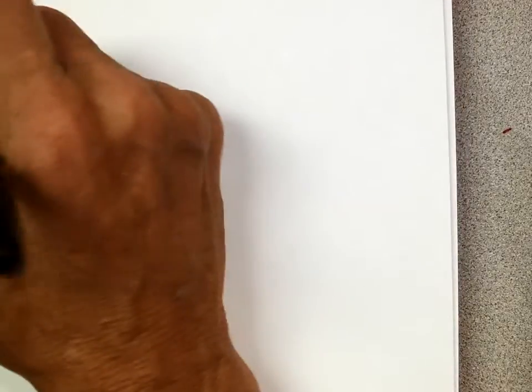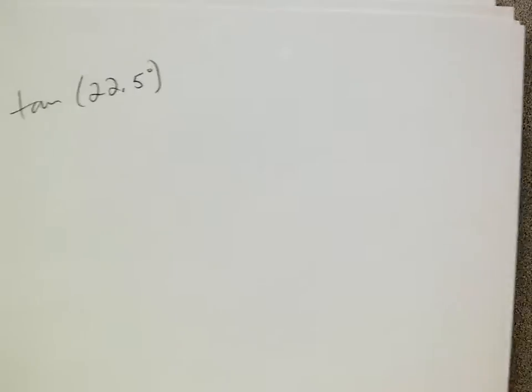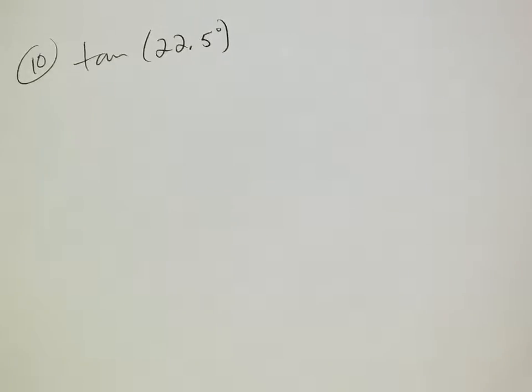You have tangent of 22.5 degrees. Okay. So let me go to the unit circle. So if I go to the unit circle, 22.5 degrees is not on there, right? What we could say is 45 divided by 2. You okay with that? So 22.5 is the same thing as 45 divided by 2. You guys okay with that?